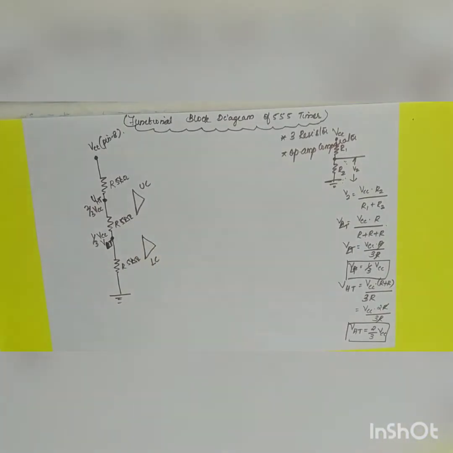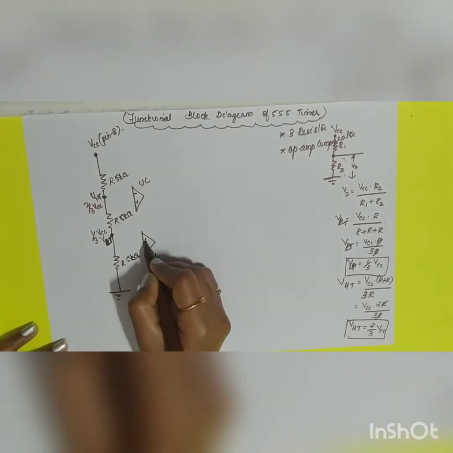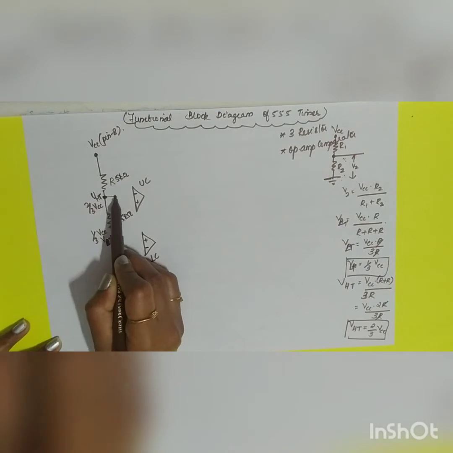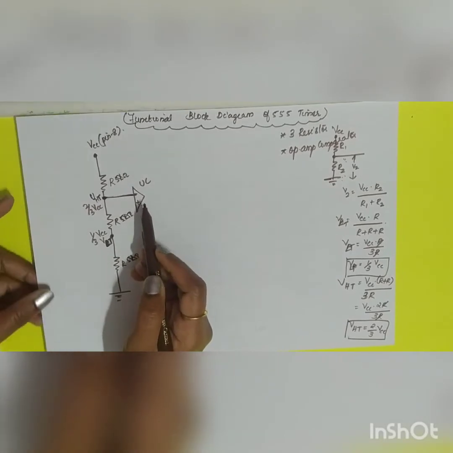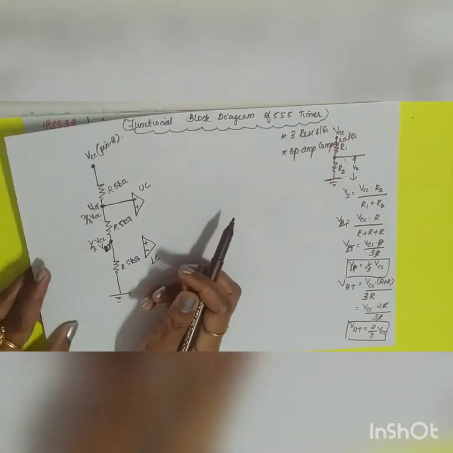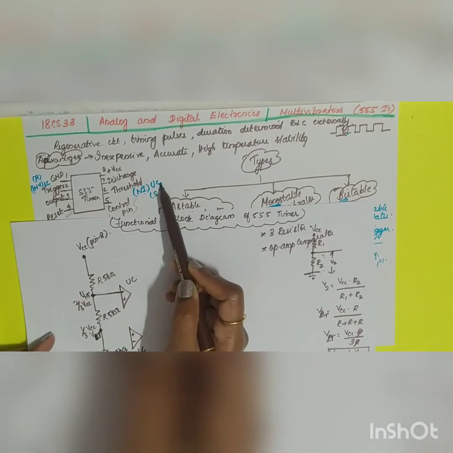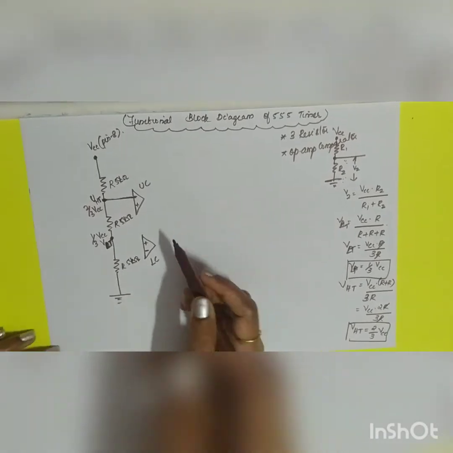Okay, so your higher threshold here, it will be negative terminal, positive terminal, here positive terminal, negative terminal. So your 2 by 3 VCC will be given to your negative terminal of your upper comparator. What will happen to your non-inverting terminal of your upper comparator? So we have seen in the pin diagram, right? Non-inverting terminal of your upper comparator, what will be connected? Your threshold 6th pin will be connected.